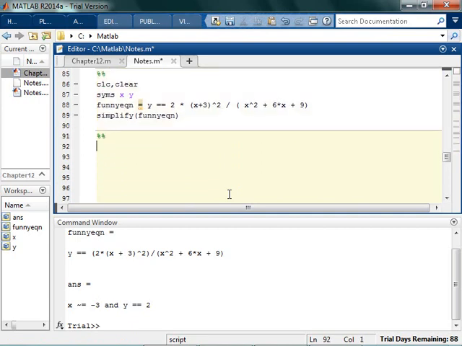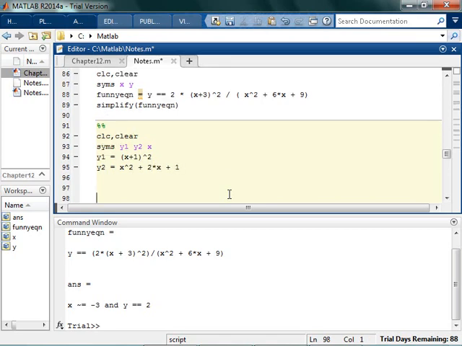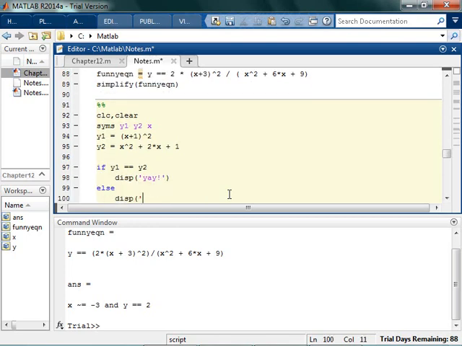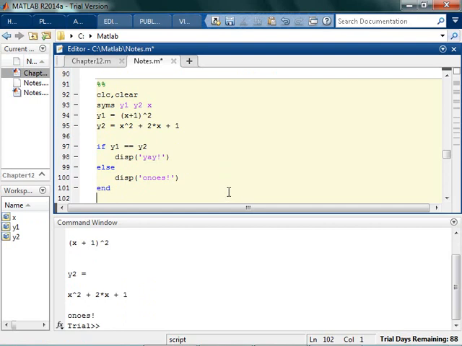Okay, so earlier we had symbols y1, y2, and x, and we said that y1 was equal to (x plus 1) quantity squared, and y2 was equal to x squared plus 2x plus 1. And we tried to say, okay, if y1 is equal to y2, then we say woo, yay, and otherwise we say, oh noes. And we ran this and it said, oh noes, but that's silly because we know they're the same thing, but it doesn't care.